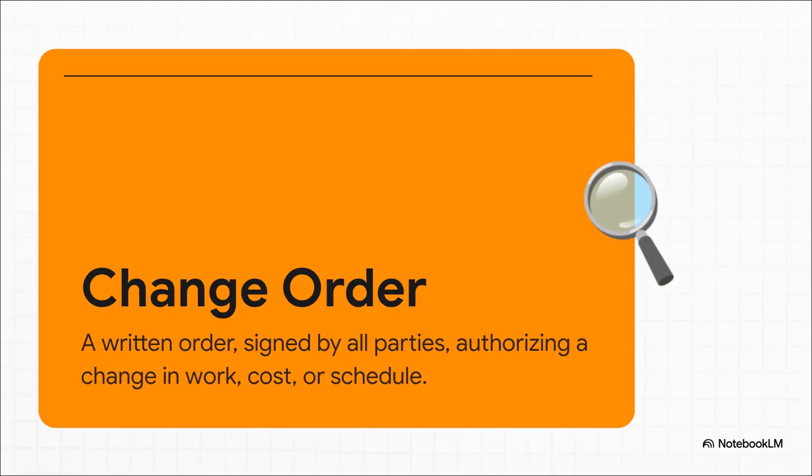So, what exactly is a change order? Well, it's not just a casual conversation or a quick email. It is a formal, written order that officially modifies the original contract. And the most important words here are agreed to and signed by all parties. We're talking about the client, the contractor, maybe the architect. It's a legally binding document that says, okay, we're all on board with this shift in scope, cost, or schedule.